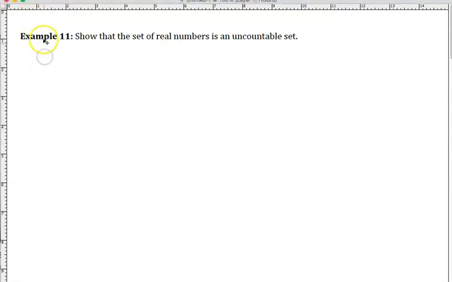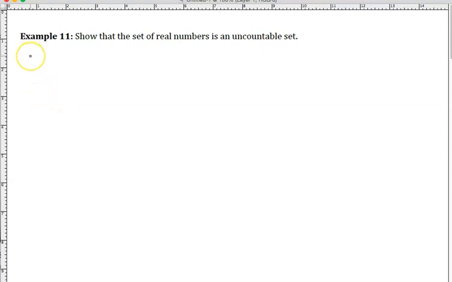All right, so now let's look at this proof. This is a proof that we want to show that a set is uncountable. We're going to look at the set of real numbers and prove that the set of real numbers is an uncountable set. There are a few ways to show this, but I'm going to explain what's called the counter-diagonalization argument.